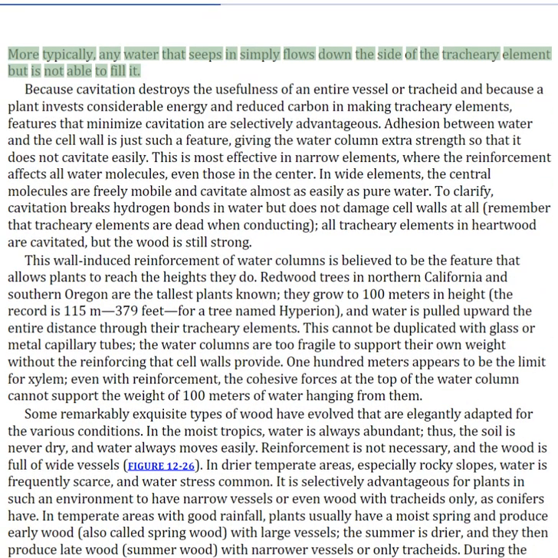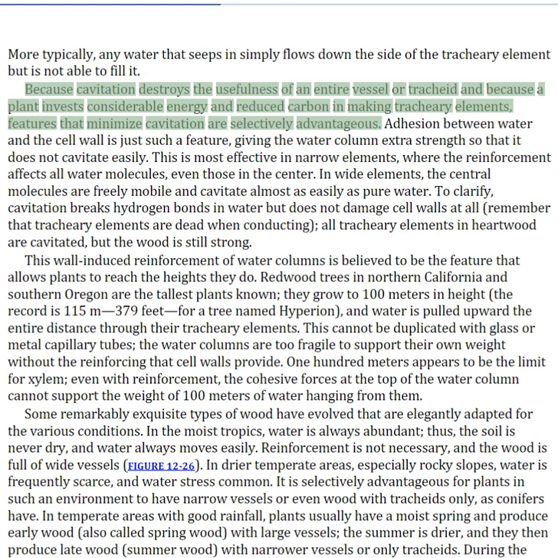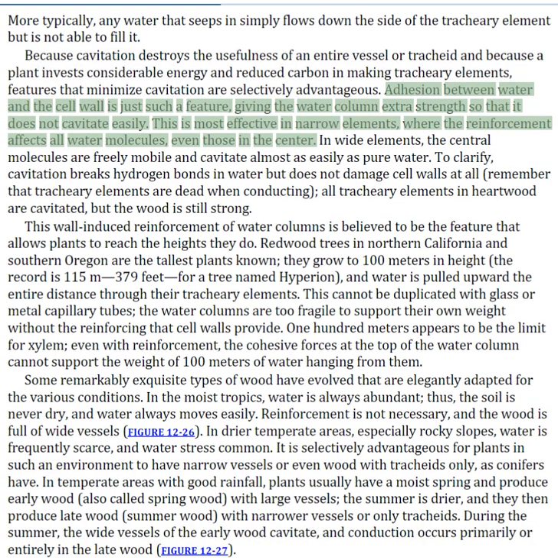More typically, any water that seeps in simply flows down the side of the tracheary element but is not able to fill it. Because cavitation destroys the usefulness of an entire vessel or tracheid, and because a plant invests considerable energy and reduced carbon in making tracheary elements, features that minimize cavitation are selectively advantageous. Adhesion between water and the cell wall is just such a feature, giving the water column extra strength so that it does not cavitate easily.